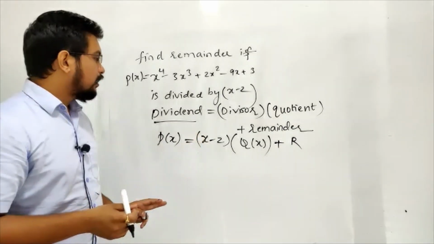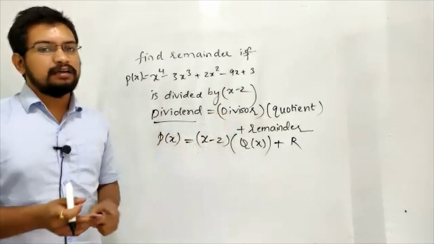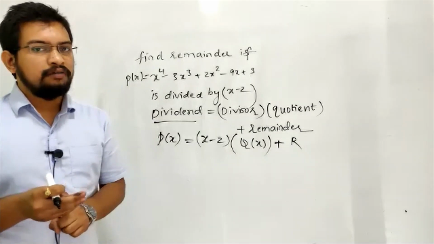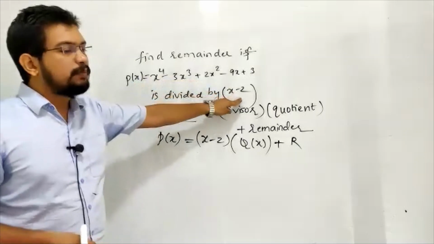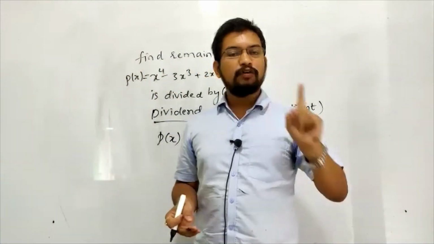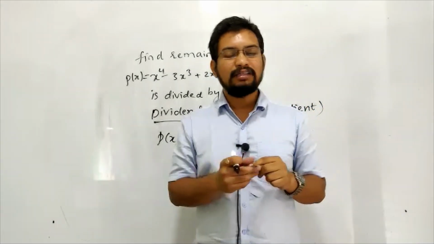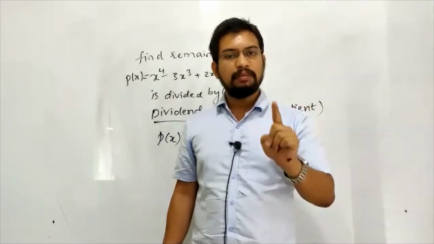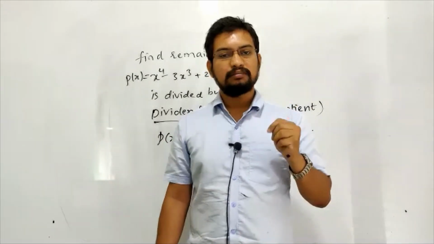Now, very simple. As we discussed in the second point of the remainder theorem, when this polynomial is divided by x minus 2, the maximum degree, please remember this point, this is the only thing you have to remember regarding the remainder theorem: the maximum degree of the remainder is 1 less than that of the divisor.